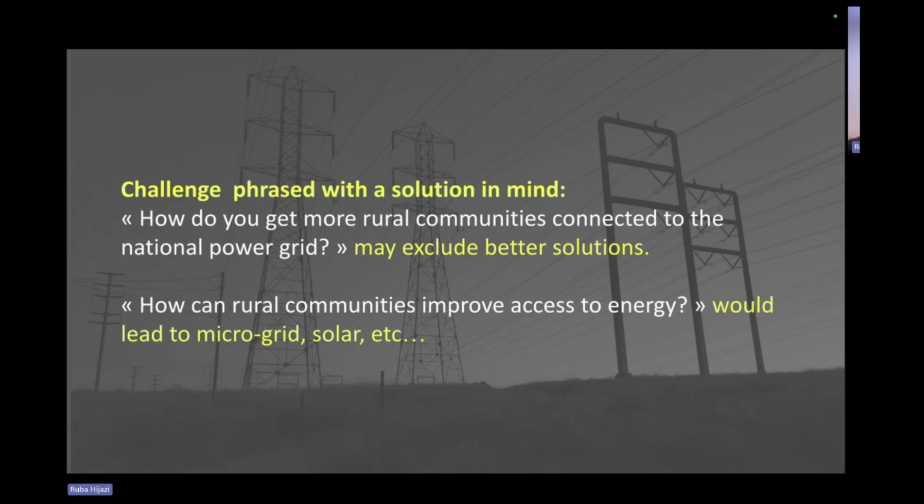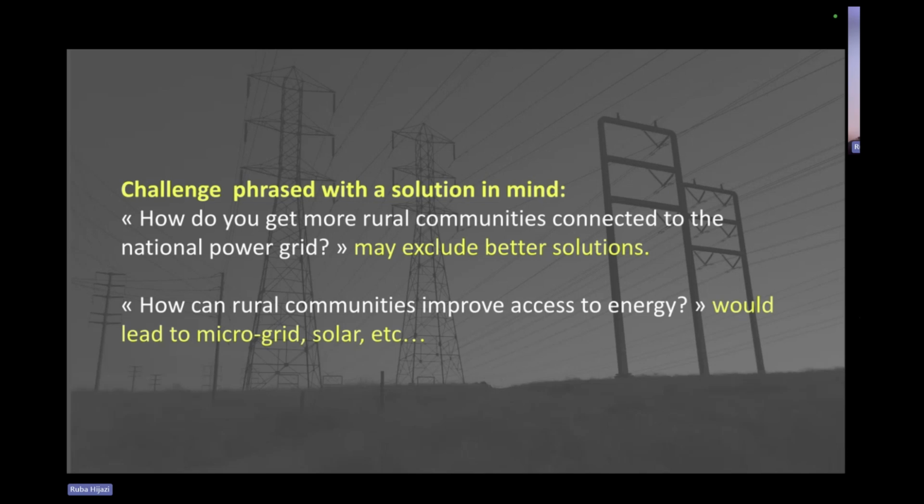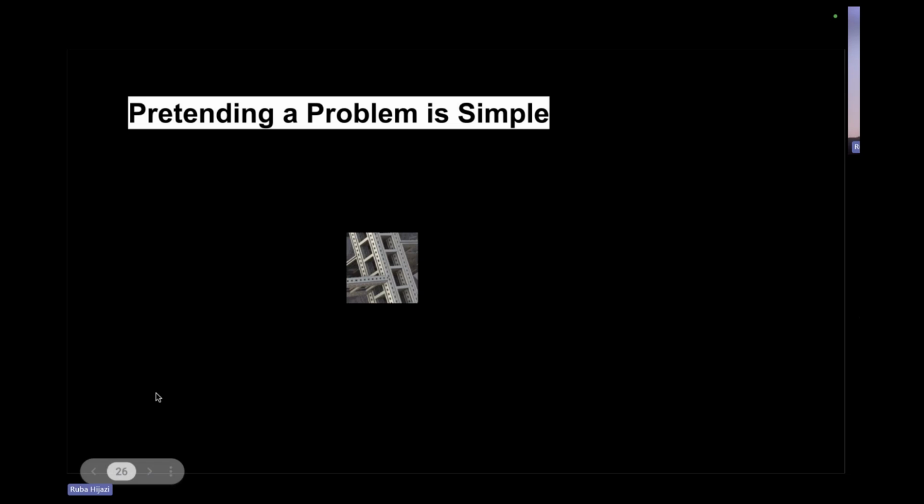The national power grid is the solution, but when we focus on the problem, we will see different types of questions. How can rural communities improve access to energy? How can we improve the access to energy for these rural communities? And now we can think about maybe solar panels, microgrids, and other types of solutions. So whenever we phrase the question or the challenge in a good way, we will be able to think of better solutions.